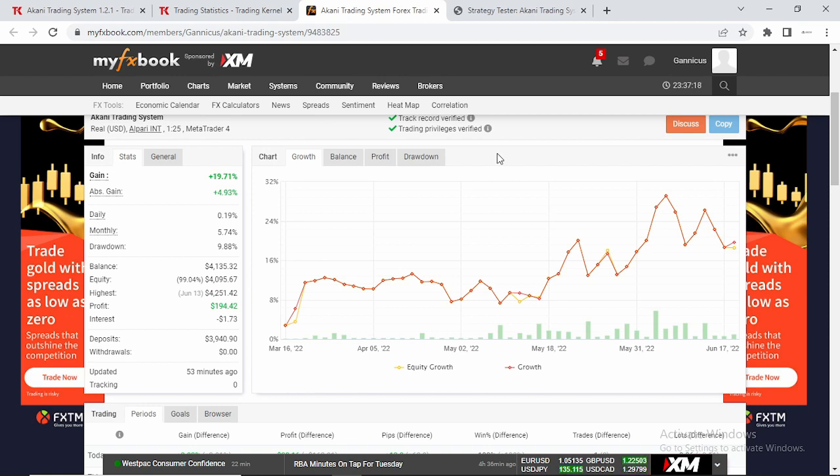We've seen that we started in March here, and up till June we are profitable. On the long run we are profitable. We don't care about the price today, we don't care if we make losses today or make losses tomorrow. We know that on the long run we are going to be profitable. So that's how our Akani trading system works.